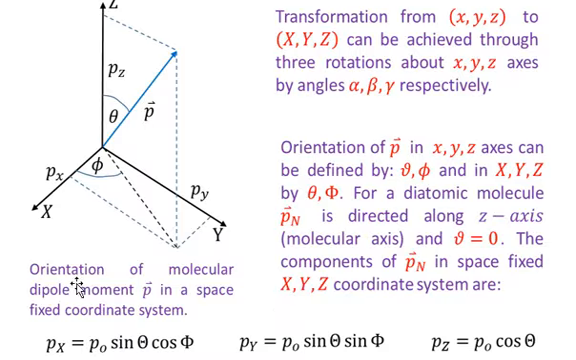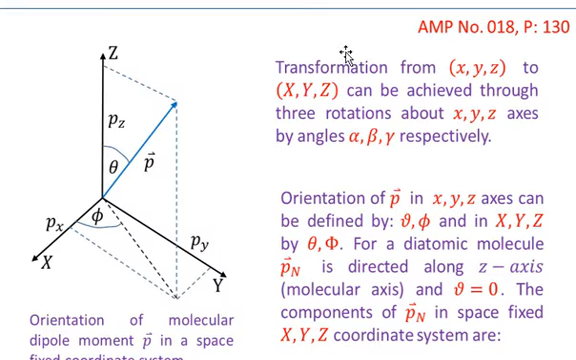And you know that the caption of this figure is: orientation of a molecular dipole moment P in a space fixed coordinate system. So I am going to show you the molecular dipole moment P in a space fixed coordinate system. Let me go through these paragraphs very quickly. Transformation from the small xyz system to the capital XYZ system can be achieved through three rotations about the XYZ axes by angles alpha, beta, and gamma respectively.